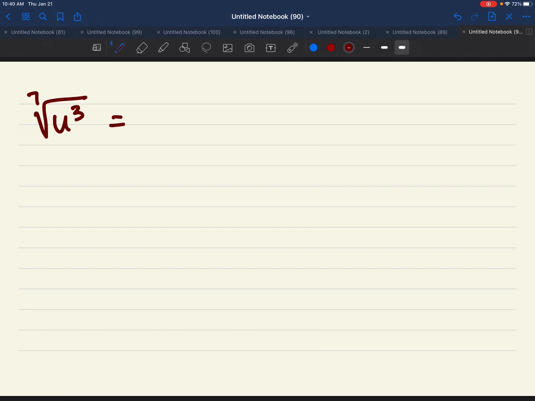So, first thing we're going to do is write the following expression using exponents. Here's how you do that. The base is always going to be the bigger number that's underneath, so that's going to stay. Your fraction you find by rewriting the exponent on top and the root number on the bottom. So this would be u to the 3/7 power, or the power of 3/7.